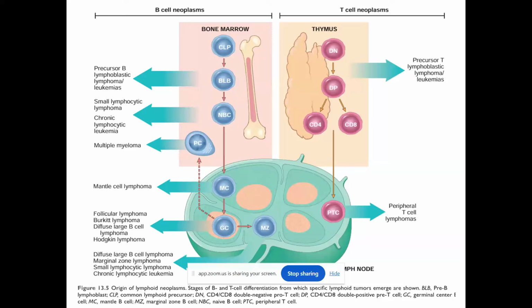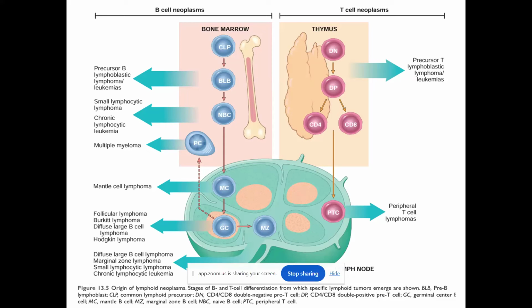Coming to the lymph node architecture, we have a germinal center. Surrounding the germinal center, there will be the marginal zone. Surrounding the marginal zone, there will be the mantle. So the mantle will be surrounding these, and then the marginal zone will be there.